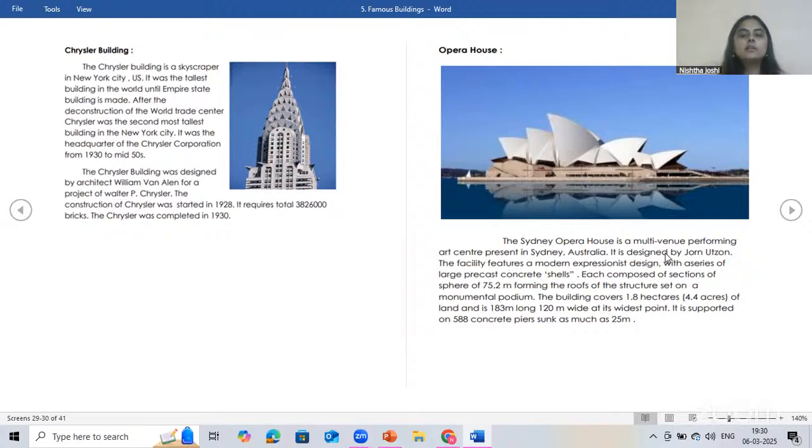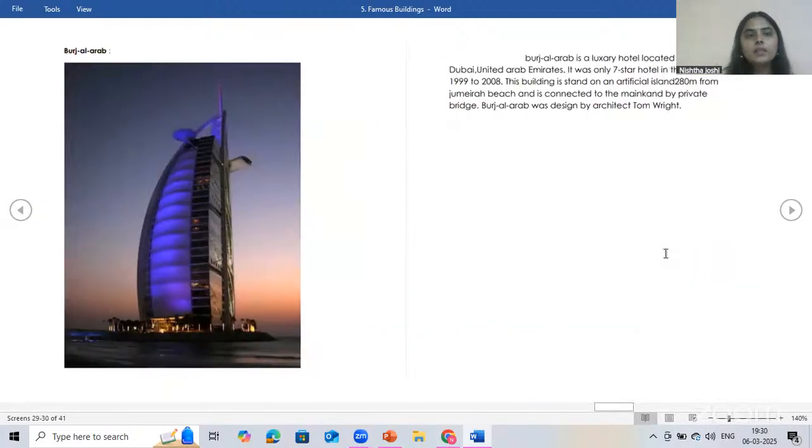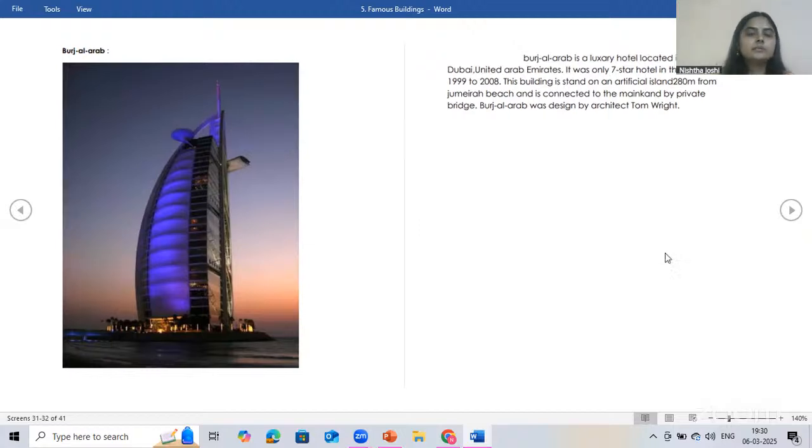Similarly, the Sydney Opera House also has a shell roof, and this represents the principle of design of movement because of its design. Burj Al Arab, another famous tall structure or skyscraper from Dubai. It is actually a 7-star hotel. In fact, the first 7-star hotel of the world, and it was designed by the famous British architect Tom Wright.